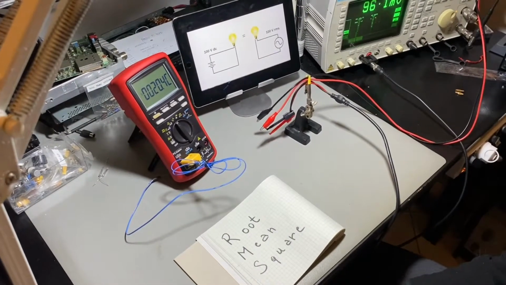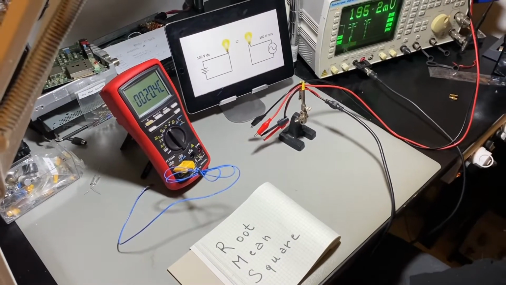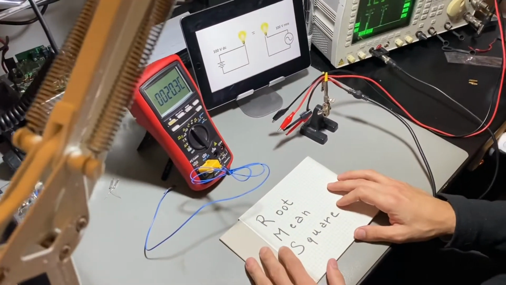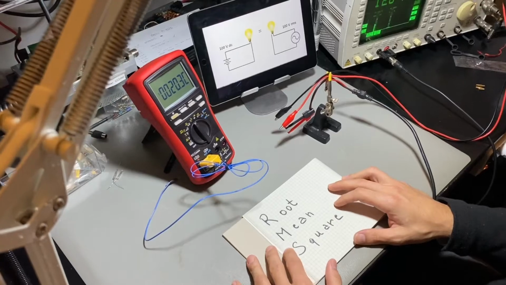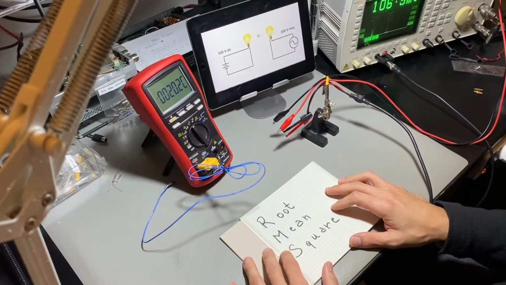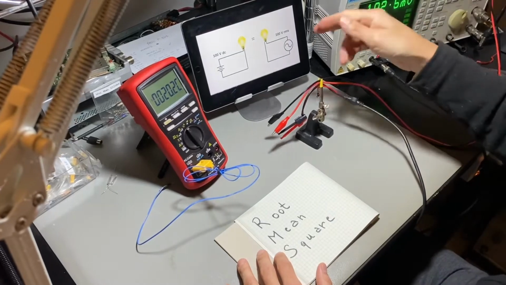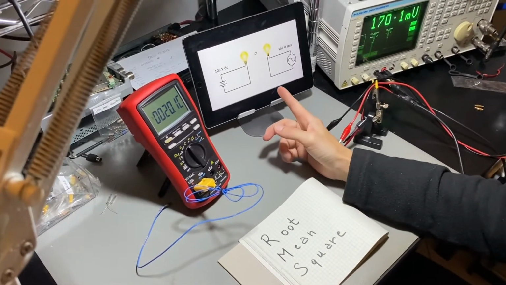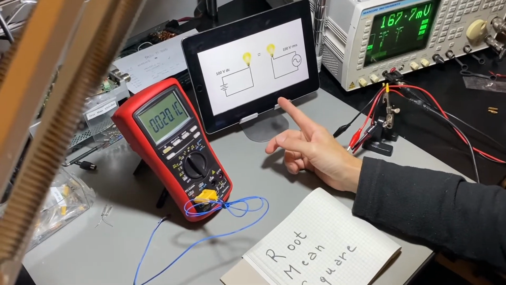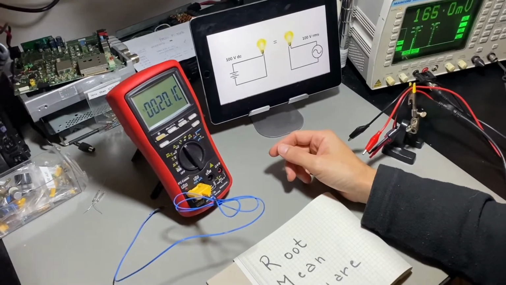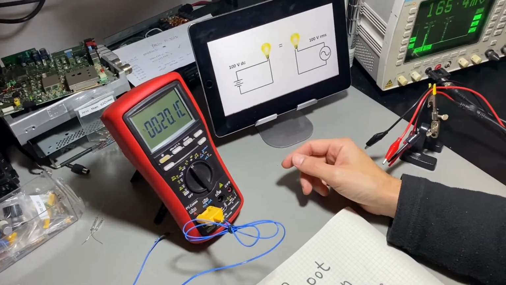Today in this video I want to conduct an experiment about the RMS value of an alternated signal. I came across this image while watching a YouTube video, and it's pretty easy to understand.